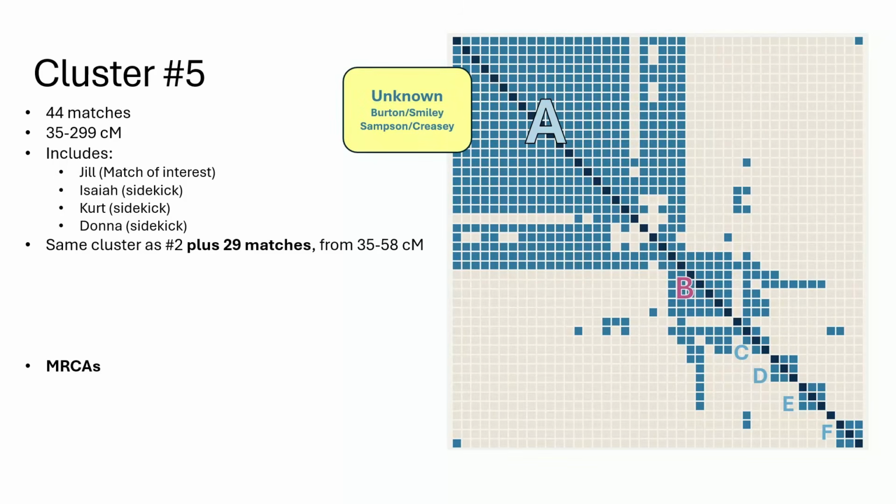When I did the pedigree triangulation, I didn't find a common ancestor, but I did find some people within this cluster who went back to an ancestral couple with the surnames Burton and Smiley. Then I found a couple others who had the Sampson-Creasy ancestral couple, but none of them were back far enough where I could find a common ancestor for most of the people. While this is a really tight cluster, which sometimes indicates a close relationship between the matches, these ones only shared about 35 centimorgans. It was all in the small range, between 35 and 38 centimorgans.